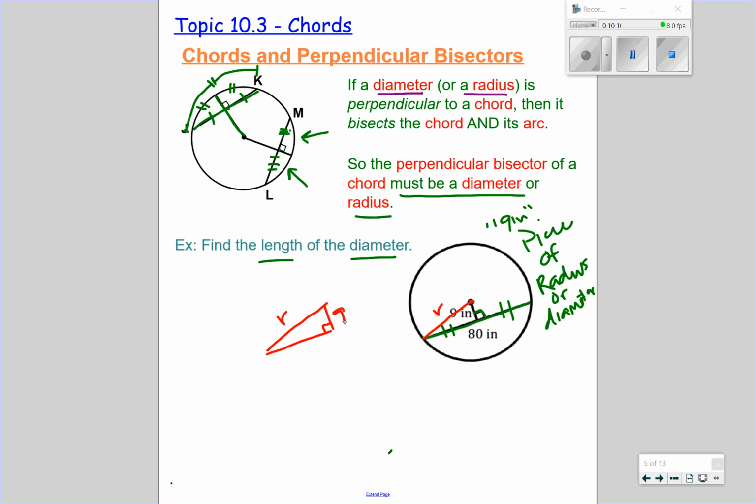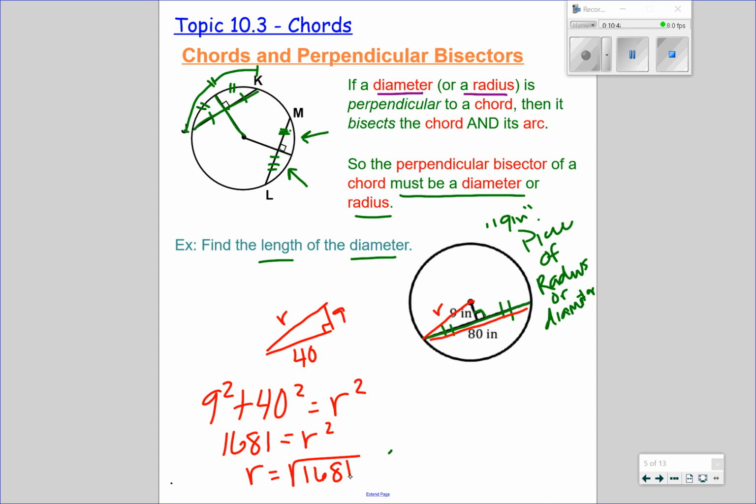80 was this whole chord, so we know half of it is 40, and now we can use the Pythagorean theorem. R is our radius, and that's also the hypotenuse, so we could say 9 squared plus 40 squared equals R squared. Algebra happens here. 9 squared is 81, and then 40 squared is 1600. So this would be 1681 equals R squared. So then R equals the square root of 1681, which is 41.